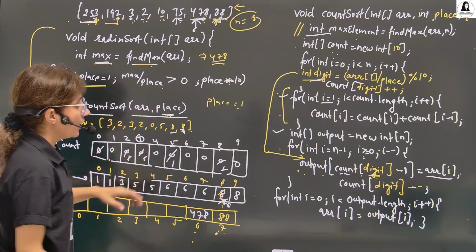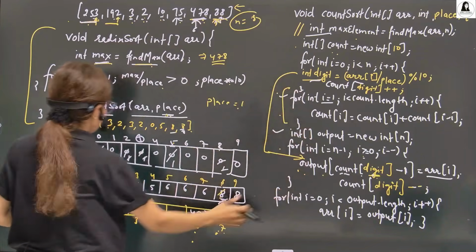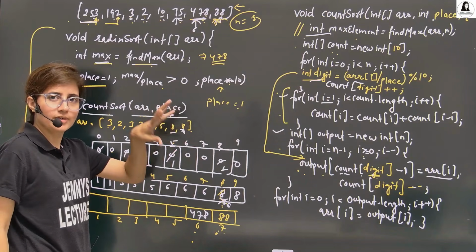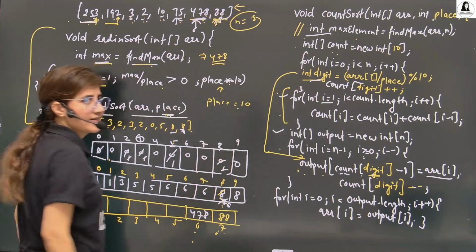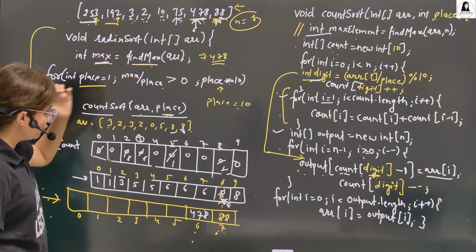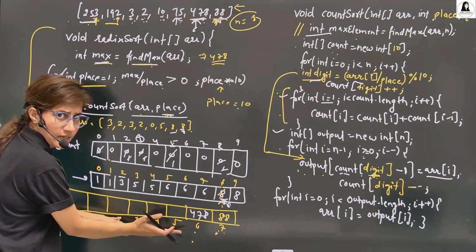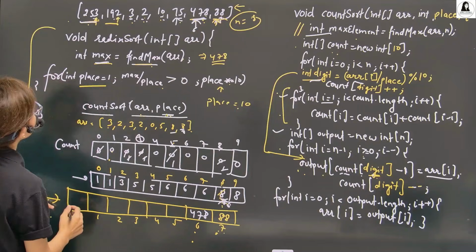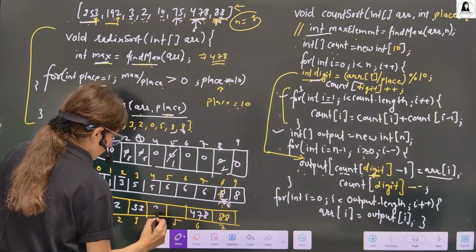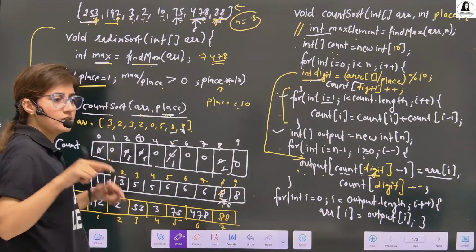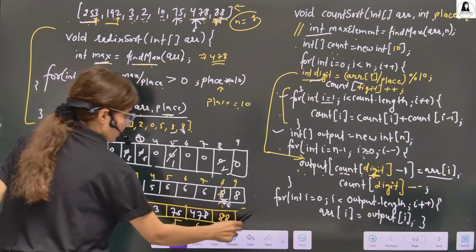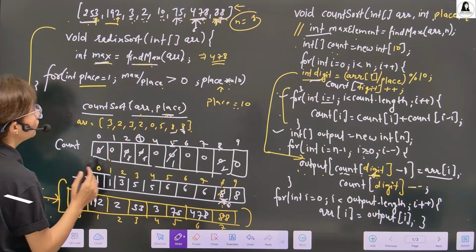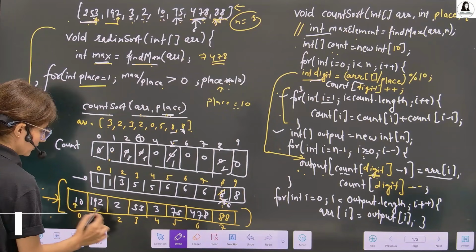Now see, after this first iteration, we go back here. Place value will be incremented by multiplying by 10, so now place becomes 10. Whatever output array we get here, based on the first pass, the output array would be something like this. This was my output array after the first pass. Now I have to change the place value, that is 10. Now I'll deal with the digit at the 10th place.